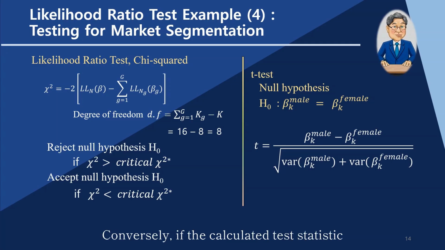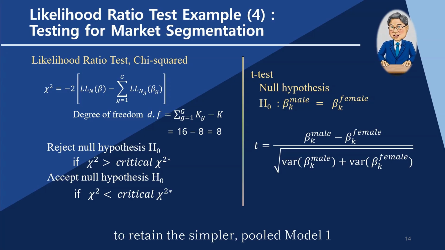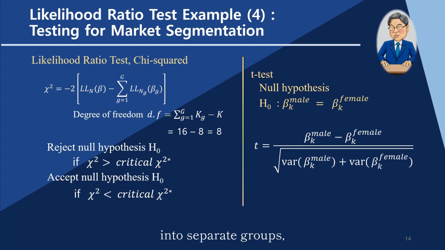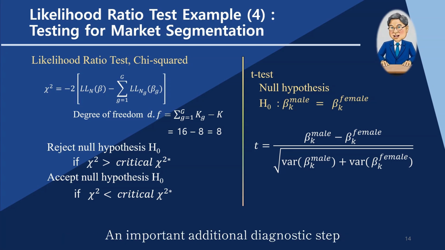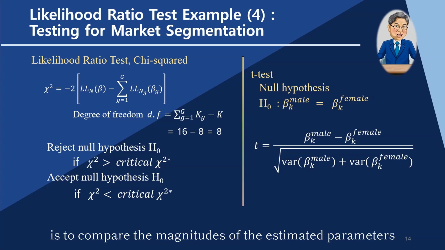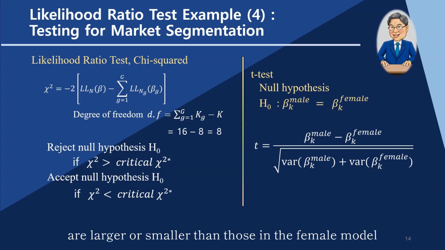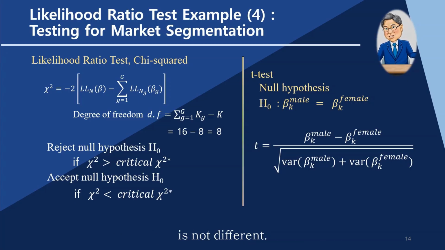Conversely, if the calculated test statistic is smaller than the critical value, it is statistically more rational to retain the simpler pooled Model 1 rather than complicatedly dividing the sample into separate groups, based on the principle of model simplicity and economy. An important additional diagnostic step is to compare the magnitudes of the estimated parameters between the male and female models. If all parameters in the male model are larger or smaller than those in the female model by a constant proportion, it suggests that their fundamental behavior is not different.